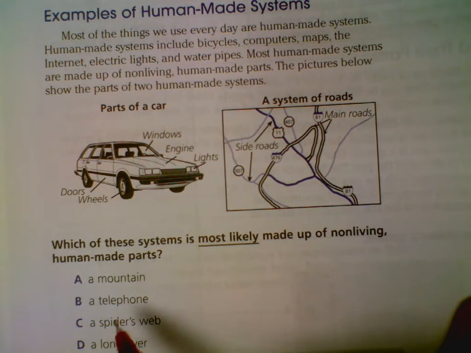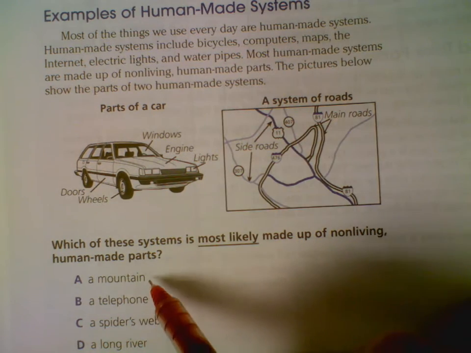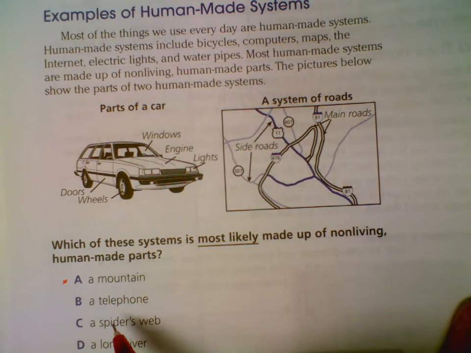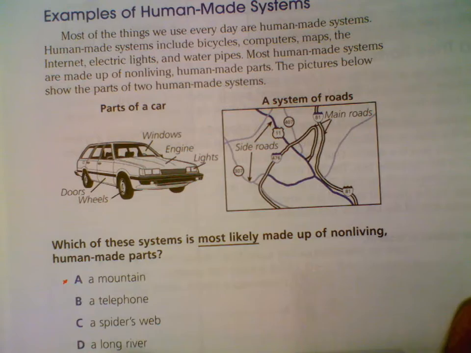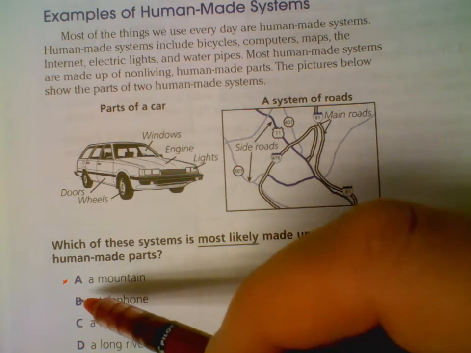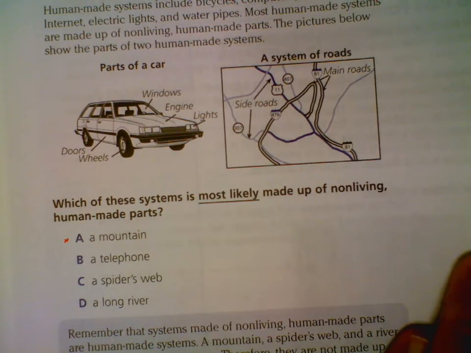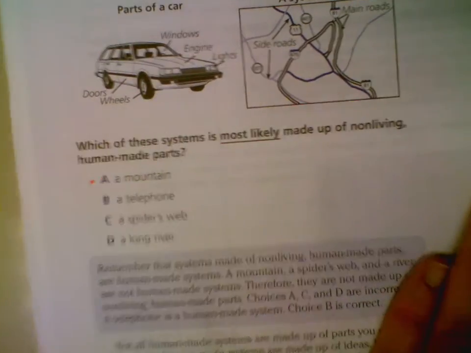Well, a mountain could have some living things on it, right? So I don't know about that. I might put a little X by that. I don't think there's a lot of living things in a telephone. I think it's mostly human-made. A spider's web definitely has living parts. A long river, I think, is going to have some living parts. But I think this human-made system is going to be B, because it's a telephone that's human-made, probably all plastic or rubber, or metal, right? So I think that B's the choice there.